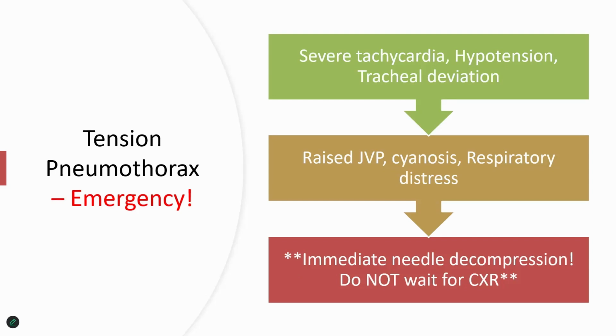When there is a scenario of pneumothorax and the patient has severe tachycardia, especially hypotension, blood pressure less than 90 systolic and 60 diastolic, and other signs of respiratory distress, then that means the patient is in tension pneumothorax and you cannot wait for further investigation. You should act immediately with needle decompression in the second intercostal space.